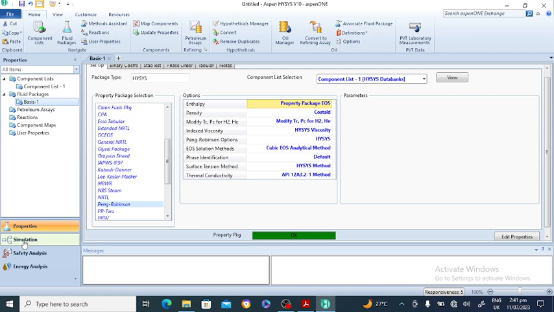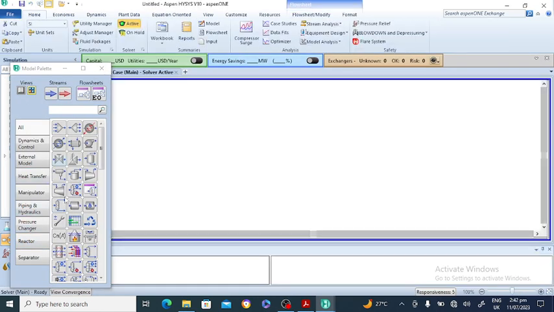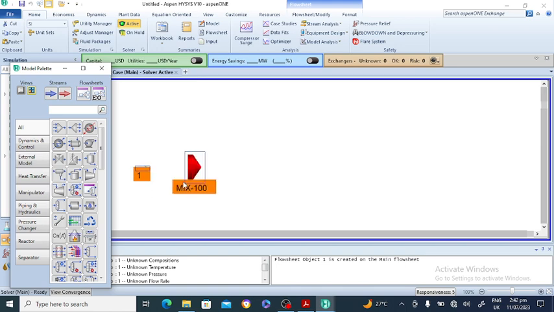Now go to the simulation and add the material streams, energy streams and the unit operations. First of all, there is a feed which is entering a mixer. This feed and the recycle stream will mix in the mixer. After that we will go to the reactor.